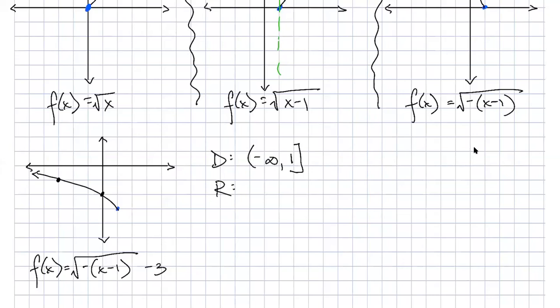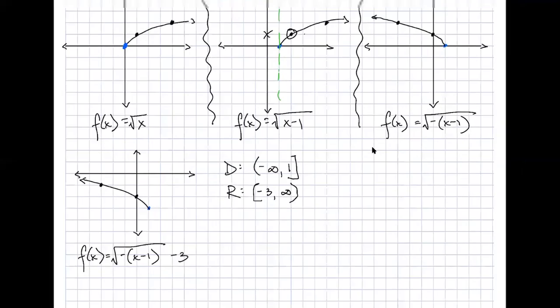All right. What's the smallest y value that comes out of this graph? -3. All right. So bracket, -3, all the way. It's going to keep going up all the way to infinity. Good. Nice, Tiffany. All right. Okay. So we've got our domain and range.